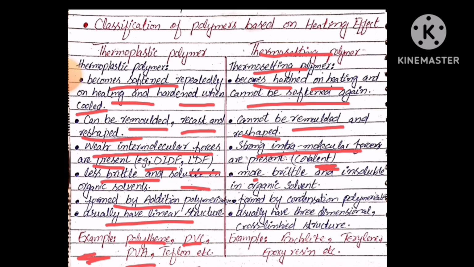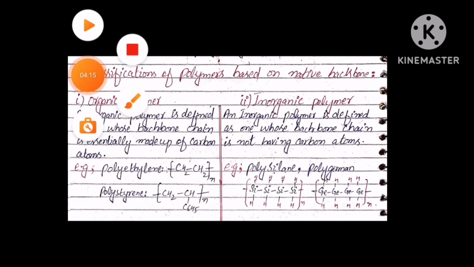They are more brittle and insoluble in organic solvents. They are formed by condensation polymerization. They usually have three-dimensional cross-linked structures. The examples include bakelite, terylene, epoxy resin, etc. So these are the overall points of difference between these two subclasses. You can write this difference in tabular form.